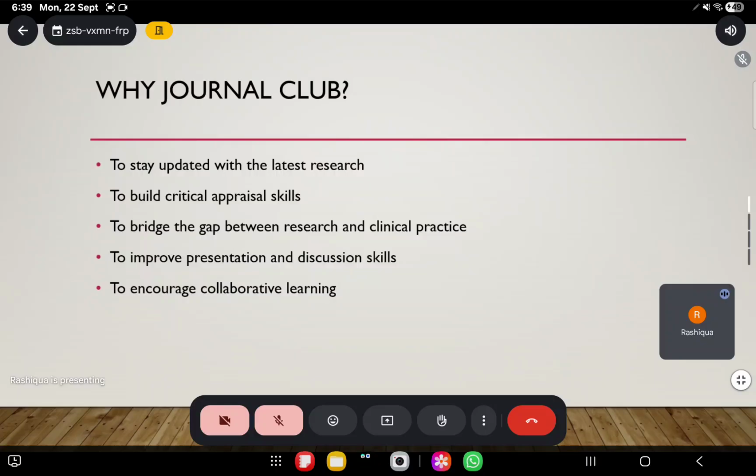They also give us a chance to practice our presentation and discussion skills, which are crucial for academic and professional growth. And finally, they help collaborative learning. They create a space where students and faculty can exchange ideas and learn. And an important point, this skill of critical appraisal doesn't stop in college. Later in our career, once we publish a few papers, we may be invited as a reviewer to validate other researchers' work before it's published. So journal clubs are a stepping stone towards developing that level of expertise.